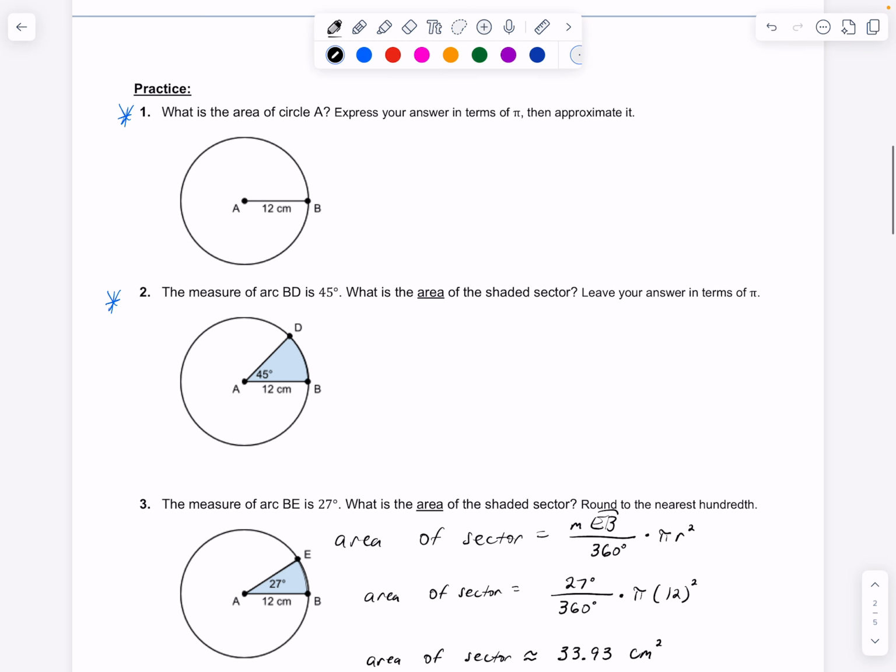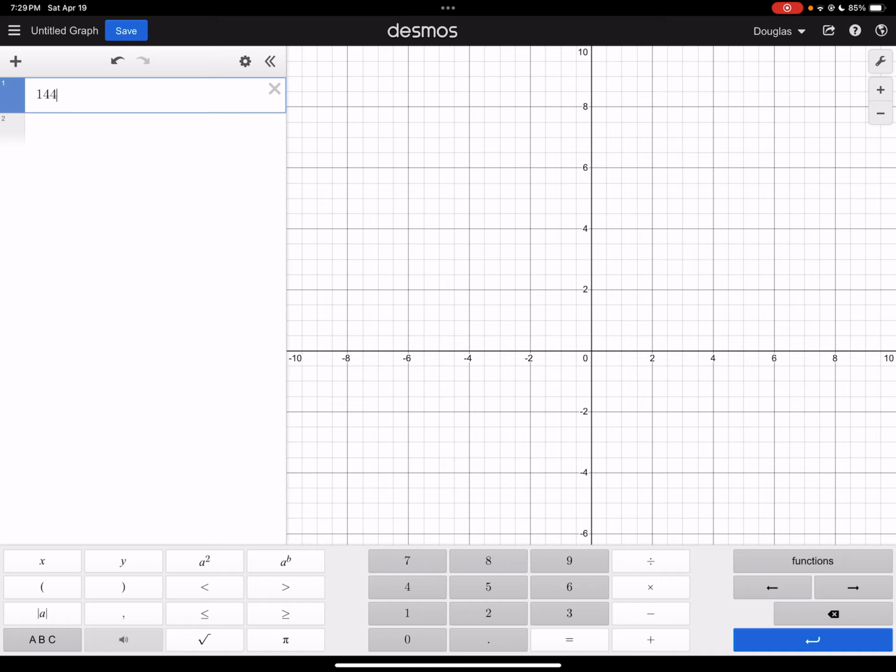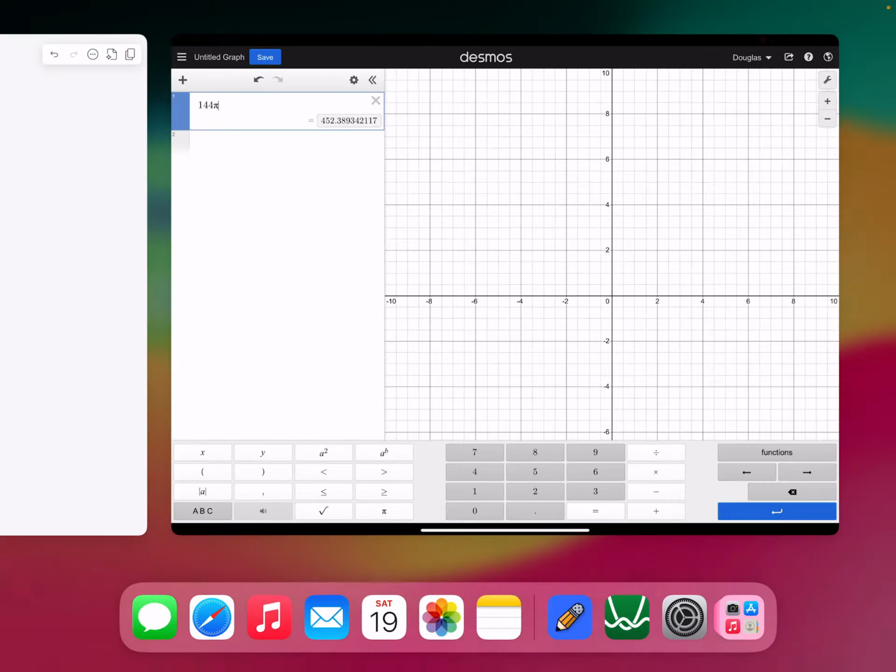Starting first with finding area. So if area equals pi times the radius squared, I'm going to plug in where the radius is 12 centimeters. Leaving it in terms of pi first, I get 144 pi, and the units here are centimeters squared. Now, if they want me to approximate it, I'll go to the nearest tenth. I need to multiply 144 times pi, which is going to be 452.4 square centimeters.